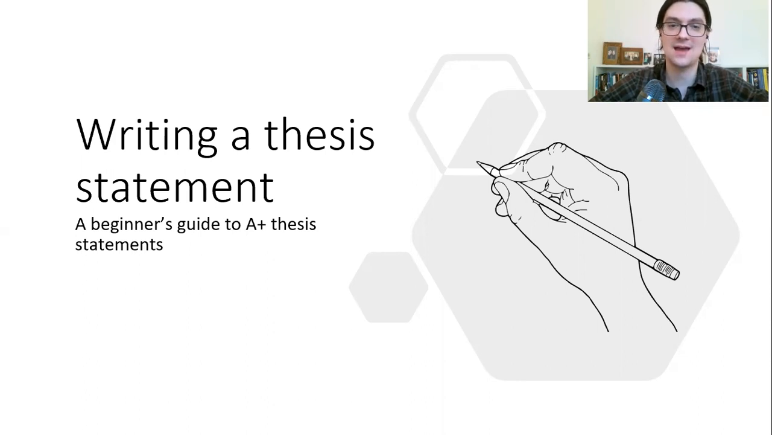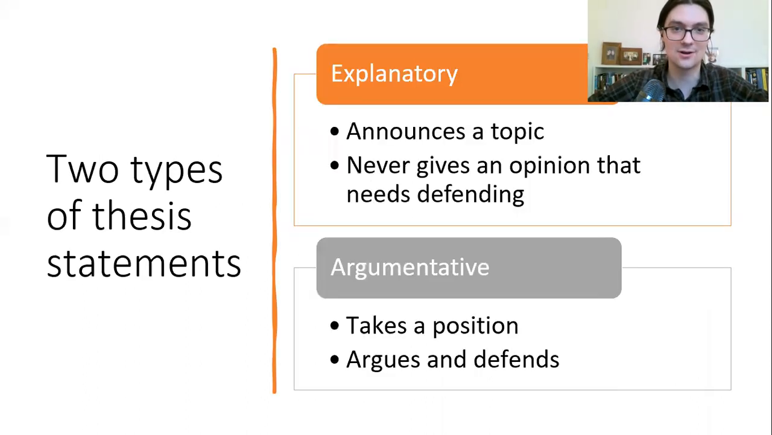Here, I want to discuss how you can get an A+ with your thesis statements by following 4 easy steps. So let's get started. First, there are 2 different types of thesis statements. There are explanatory thesis statements, and these simply announce a topic, but they don't give an opinion about it. And there are argumentative thesis statements that defend your opinion or position.